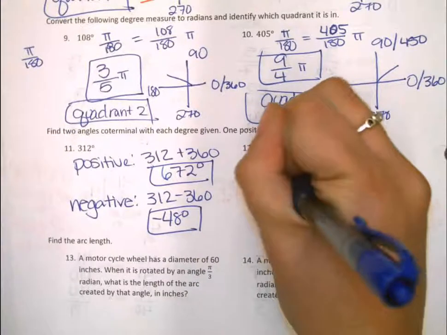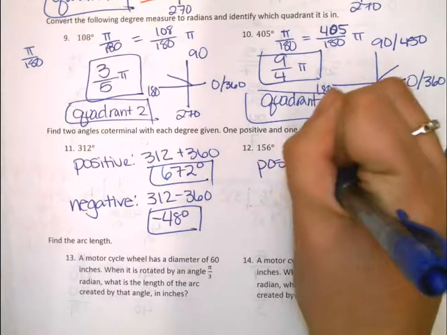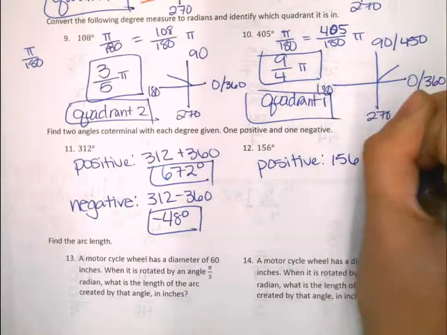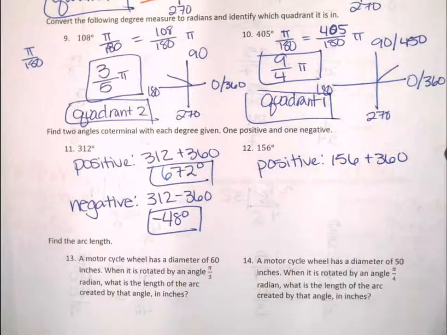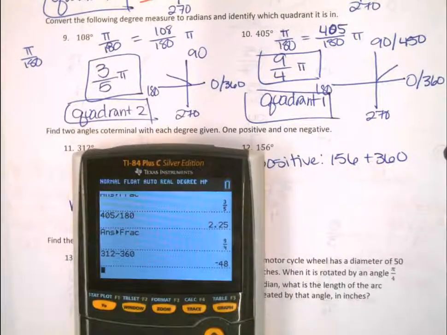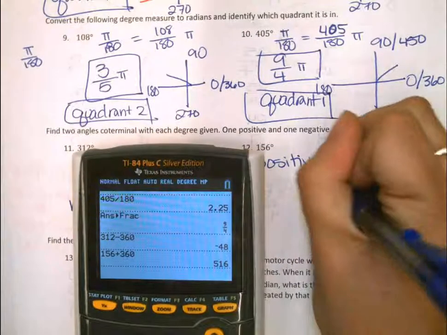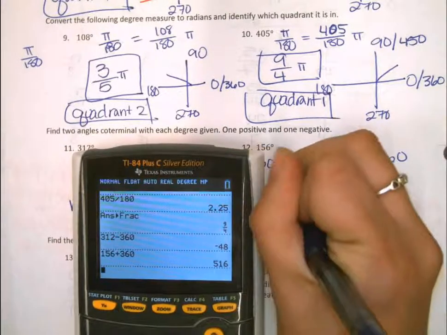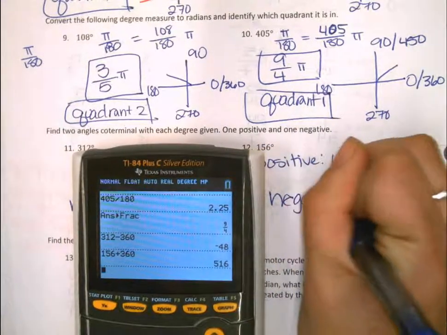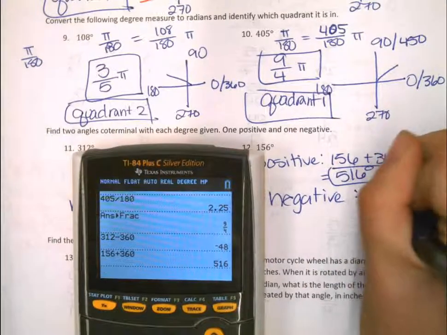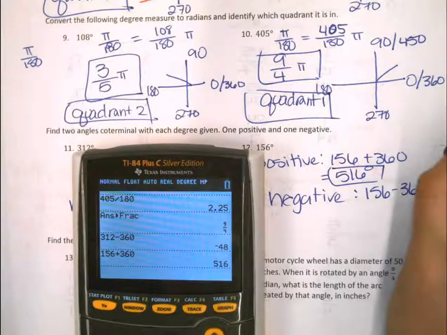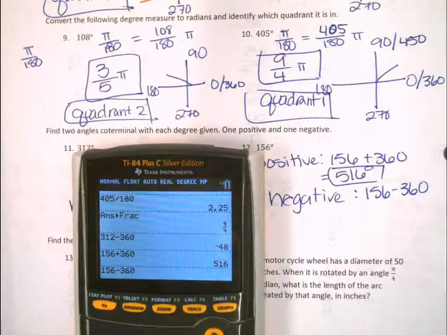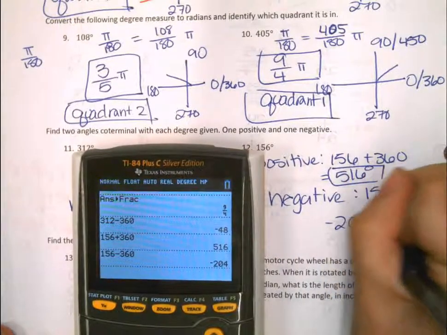So same thing for number 12. To find my positive one, I'm going to do 156 plus 360. And I'm going to add on the calculator because I do not trust myself anymore. Gives me 516 degrees. To find my negative, I'm going to do the same thing. I'm going to do 156, but this time I subtract 360. And it gives me negative 204 degrees.